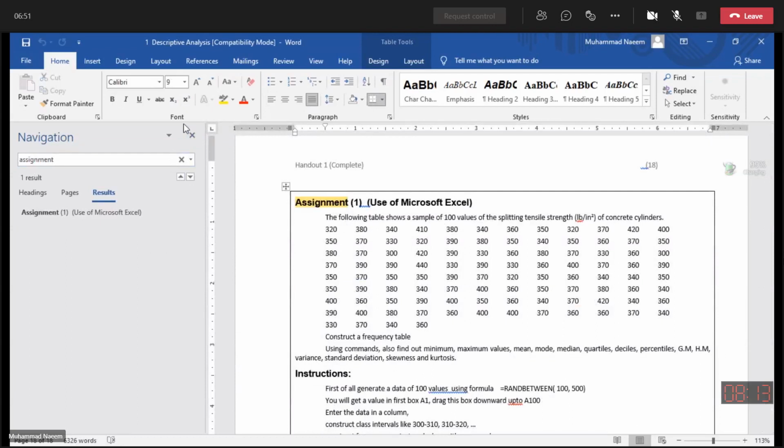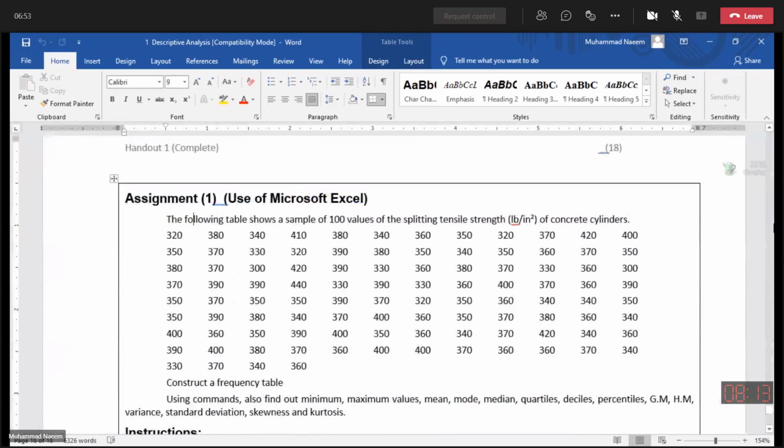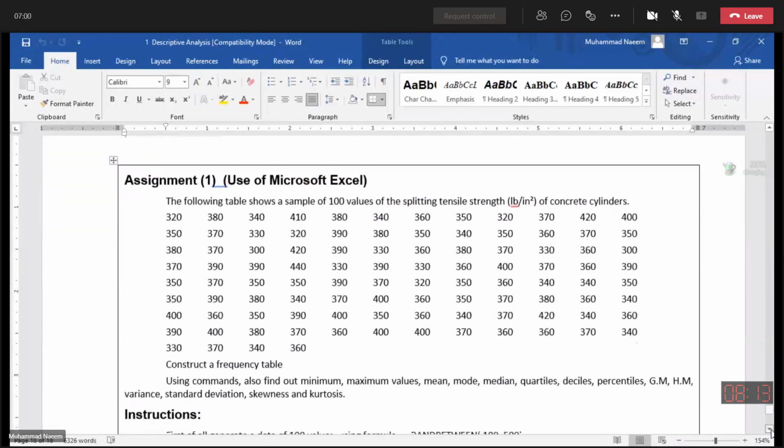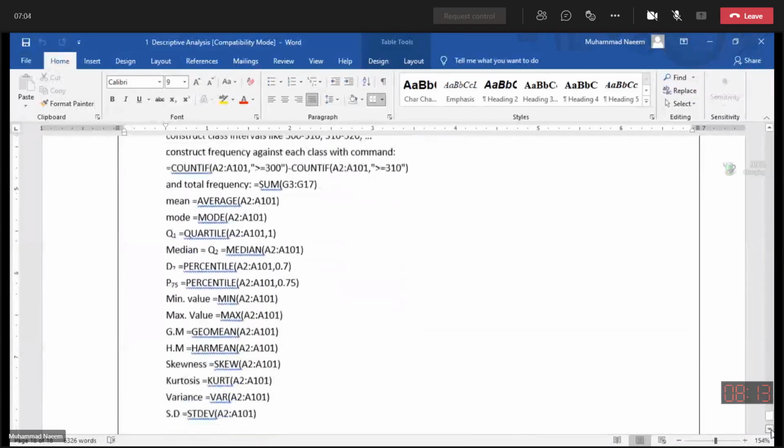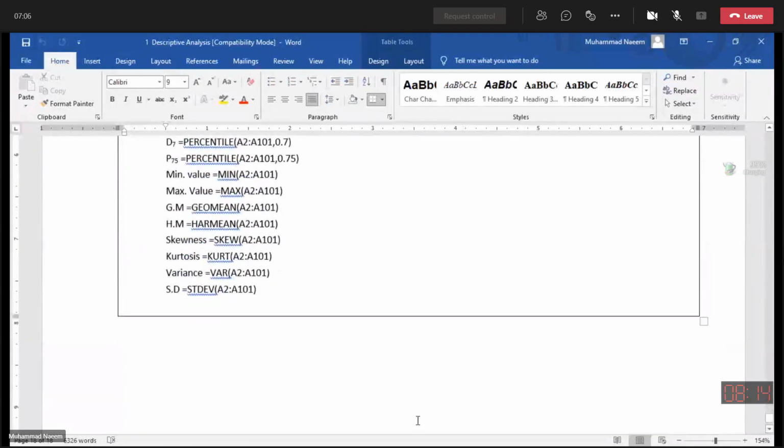एक तो ये असाइनमेंट भी आप लोगों के जिम्मे है। ये आपके सेक्शन ने कंप्लीट कर ली है। And this one is at last page.